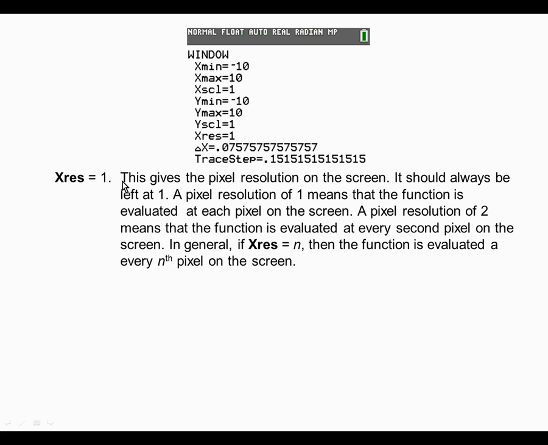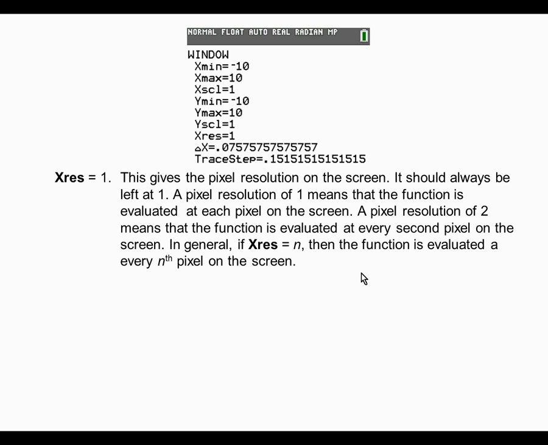The XRES, okay, the res stands for resolution. This gives the pixel resolution on the screen. It should always be left at 1. There really is no reason to change it. A pixel resolution of 1 means that the function is evaluated at each pixel on the screen. If you change it to 2, for instance, that means that the function is evaluated at every second pixel on the screen. So that means it might start to look fuzzy. So again, don't ever set it to anything bigger than 1.